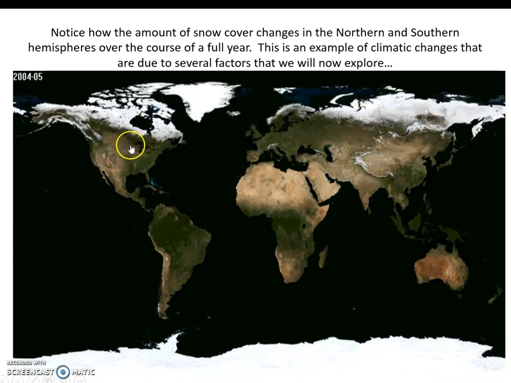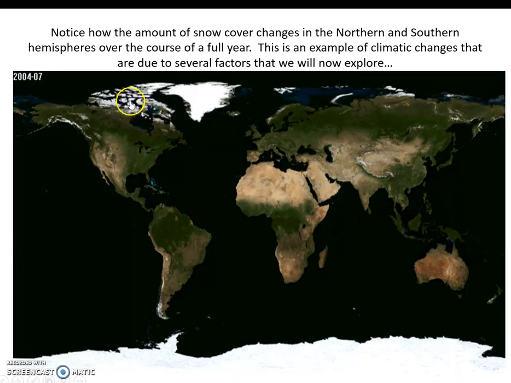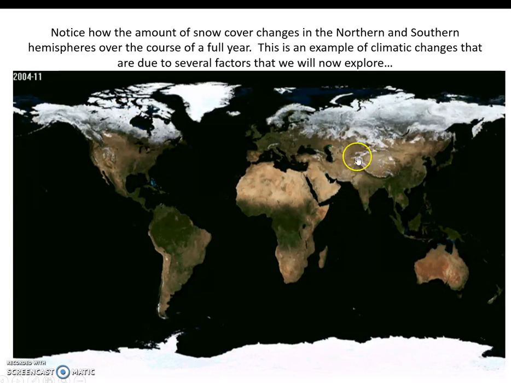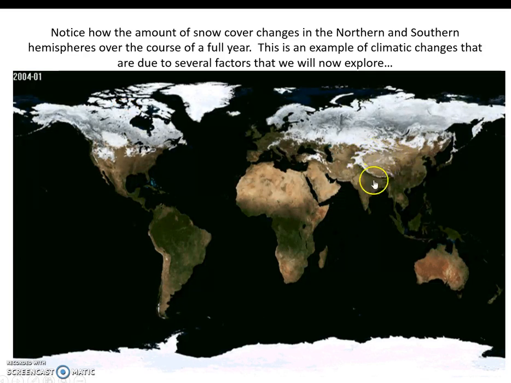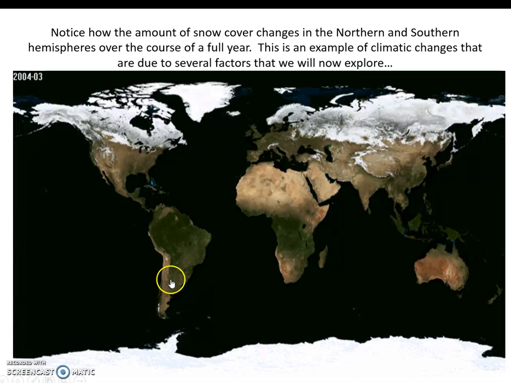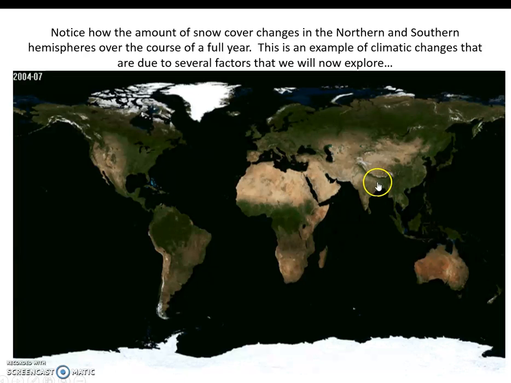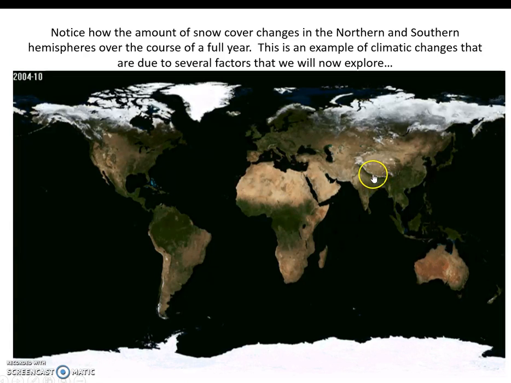And as the summer comes, a lot of that snow is melting, and you'll see the snow line retreating up north. One other thing that I've taken note of here after seeing this over and over again over the years is there are parts of the world down here along the Andes Mountains and here in the Himalayas for sure where there is snow year round.